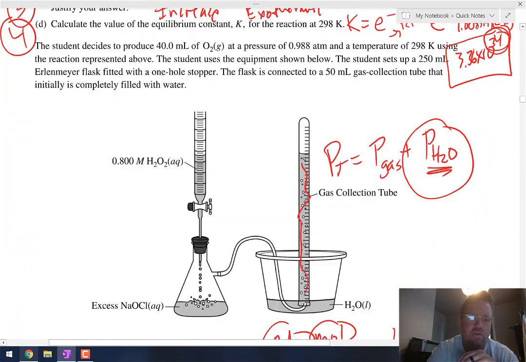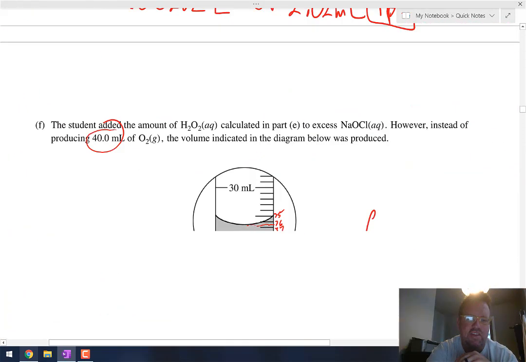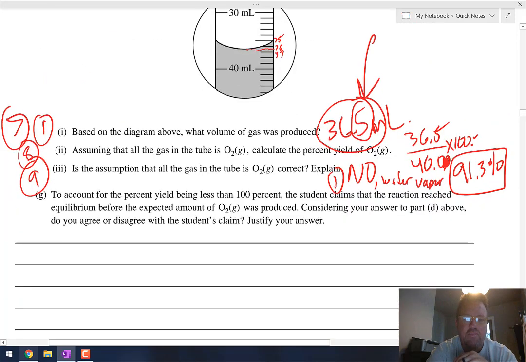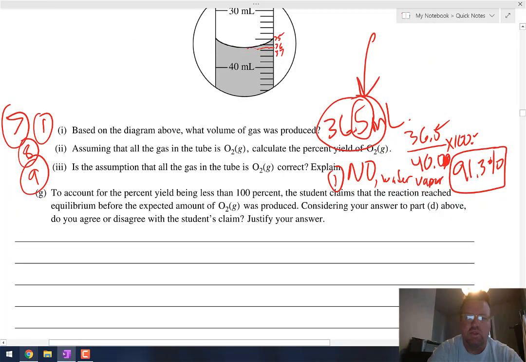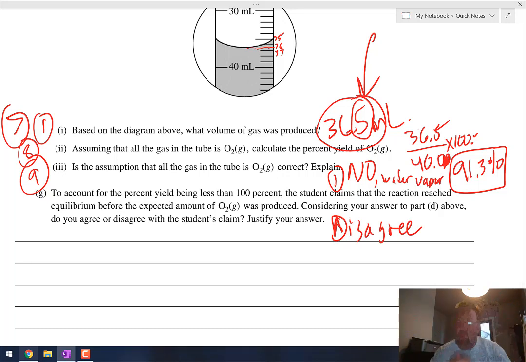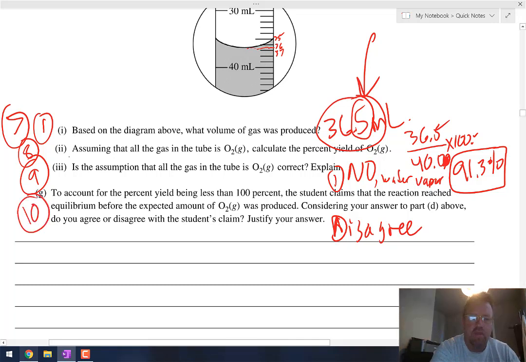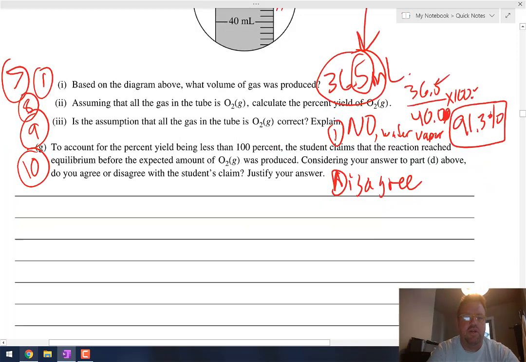And so we can't really say this is even an equilibrium system because that equilibrium constant is so large. Okay? So the student claims the reaction reached equilibrium before the expected amount of O2 was produced. Do you agree or disagree? I disagree. Okay? And again, all you have to say is the large equilibrium constant shows that the reaction has gone basically all the way to completion, or virtually to completion. Okay, and that was also a 10-point response.